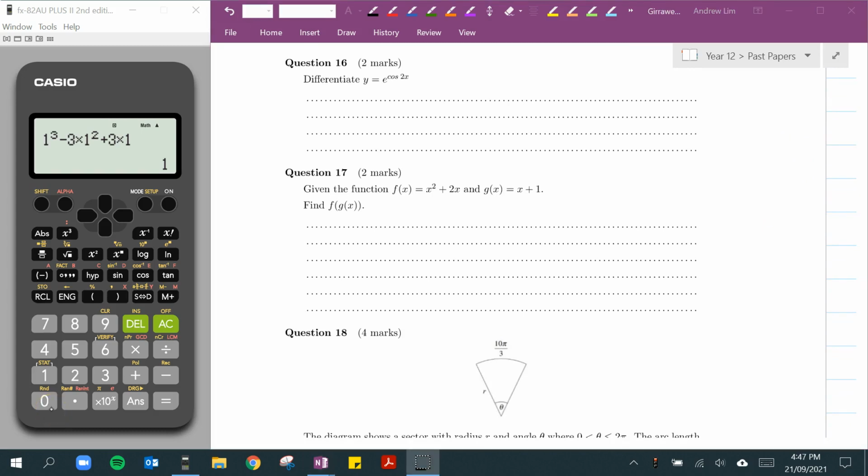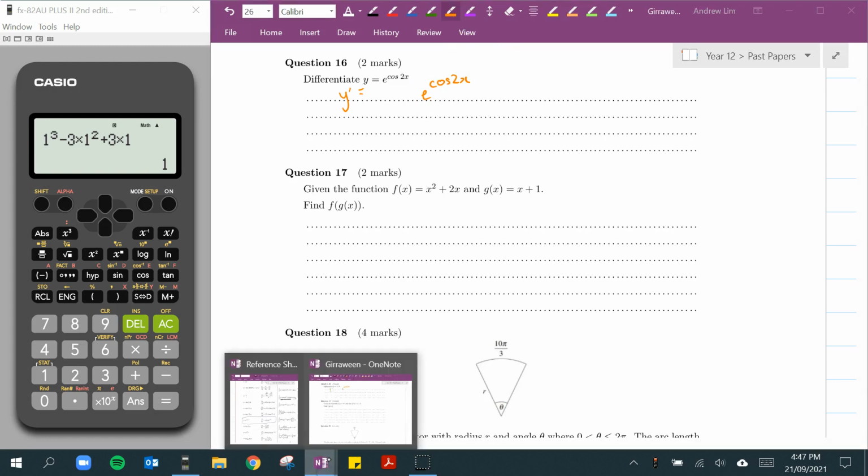Question 16. Differentiate y is equal to e to the cosine of 2x. So when we differentiate an exponential, we can write it exactly the same. We just need to differentiate this and bring it to the front. So what do we get when we differentiate cosine of 2x?